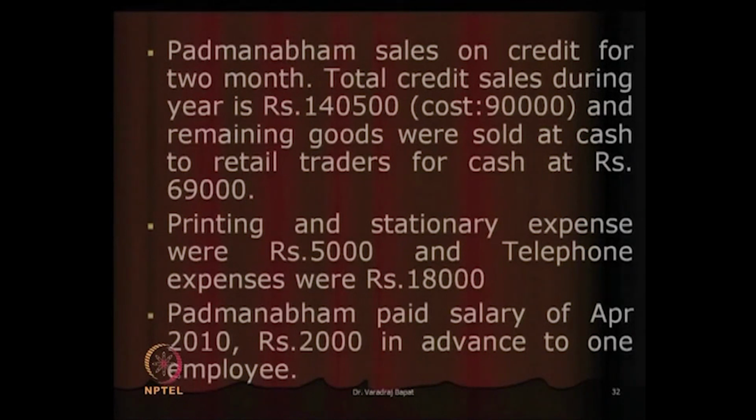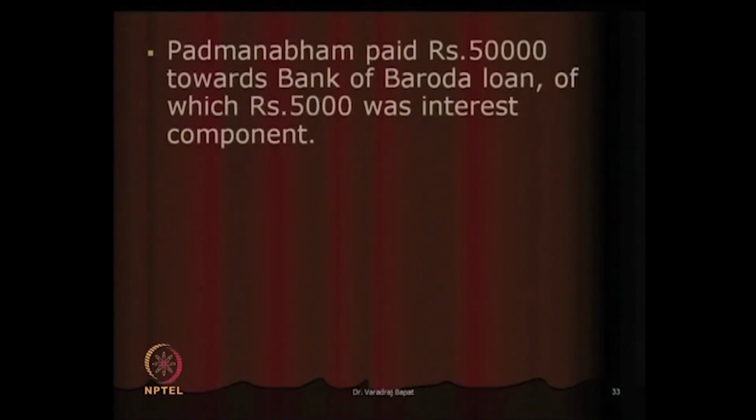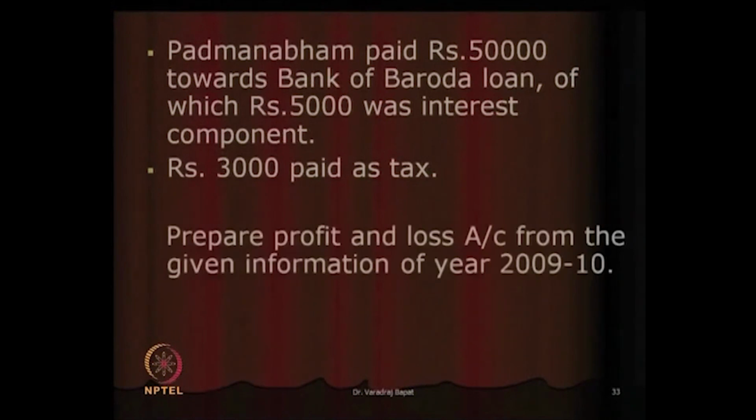Now, the salary for the month of April 2010, rupees 2,000, was paid in advance to one of the employees. Padmanabhan also paid 50,000 towards Bank of Baroda loan, of which 5,000 is an interest component. 3,000 is paid as a tax. Now, based on all this data, we have to prepare the P&L account.